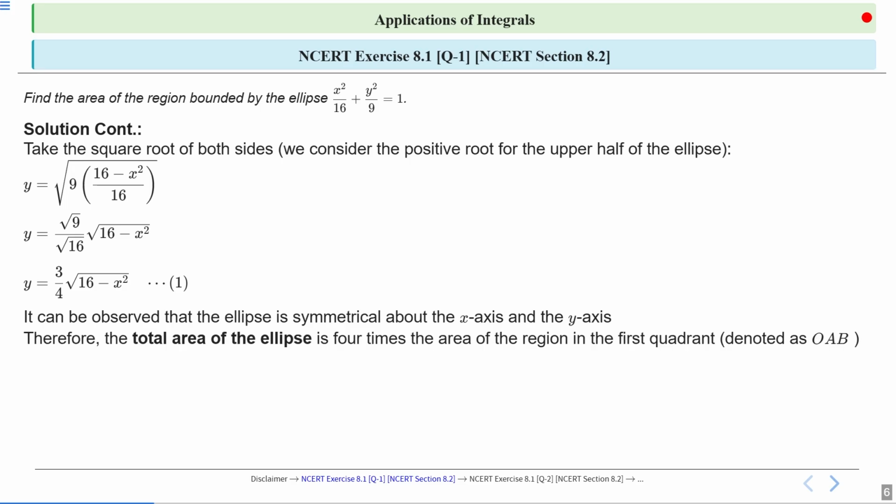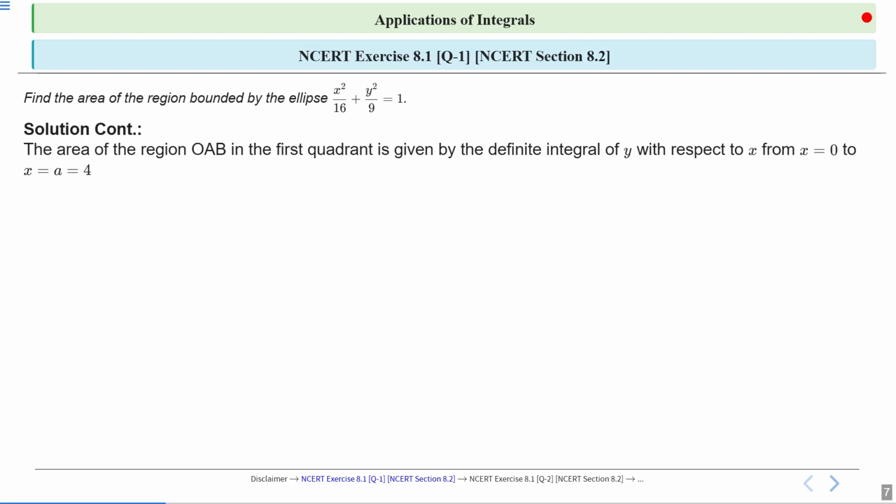Therefore, the total area of the ellipse is 4 times the area of the region in the first quadrant, denoted as OAB. So if we calculate the area of the ellipse present in the first quadrant, we denote it as OAB. To find the area of the entire region, we just multiply it by 4.